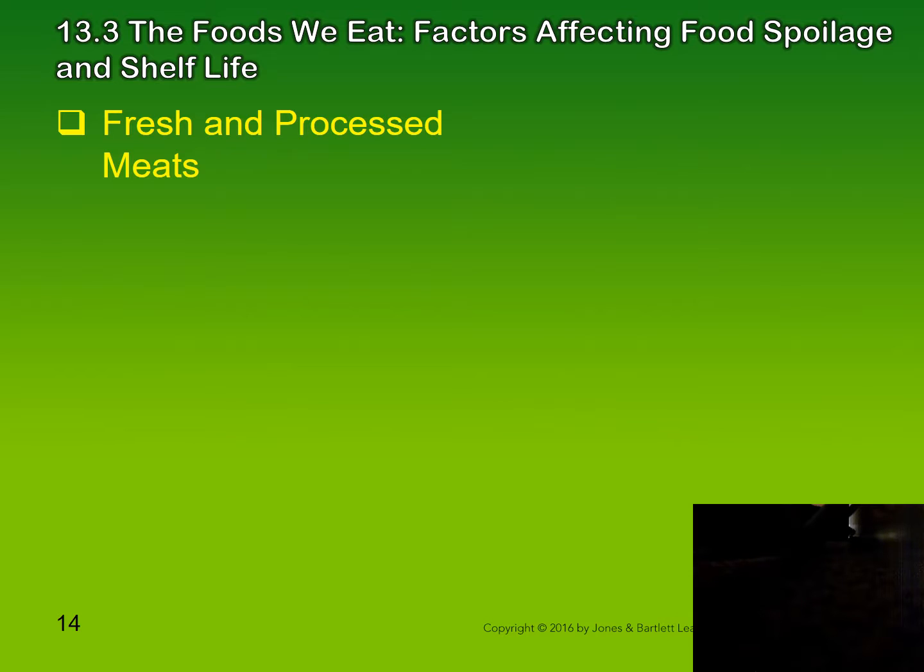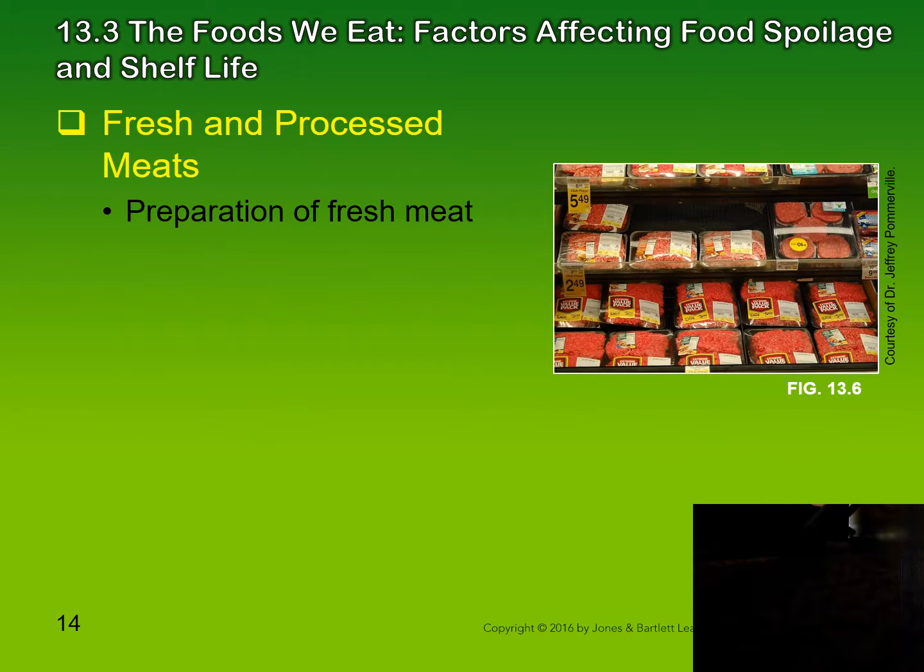So, factors affecting food spoilage and shelf life. For fresh and processed meats, we have to prepare fresh meats. We have to keep them cold until they're prepared. And again, the meats are going to be highly perishable and can be the source of many contaminations.